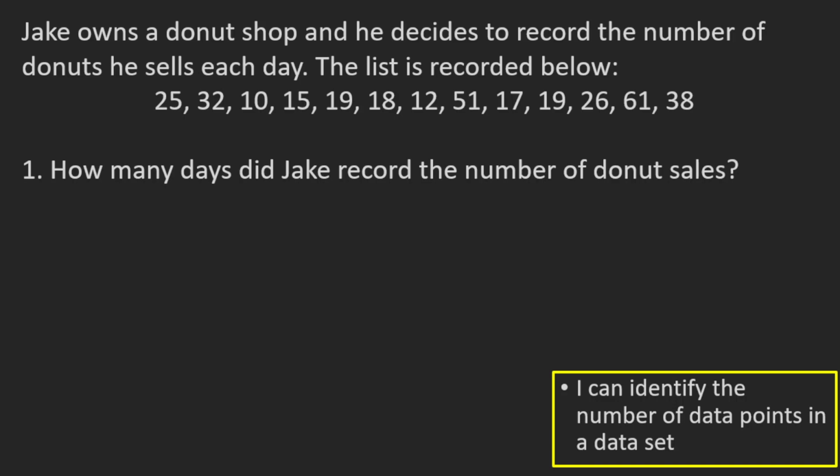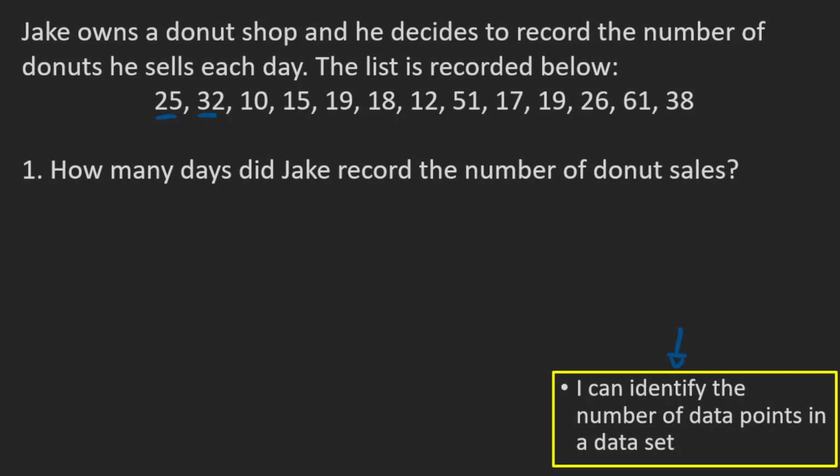So here's our question. Jake owns a donut shop and he decides to record the number of donuts he sells each day. The list is recorded below. Then we have a list of donuts he sold each day. So the first question, how many days did Jake record the number of donut sales? I just want to point out we've got our relevant success criteria down the bottom here. So this is, I can identify the number of data points in a data set. Well, how many days did Jake record the number of donut sales? Let's actually count the number of data points.